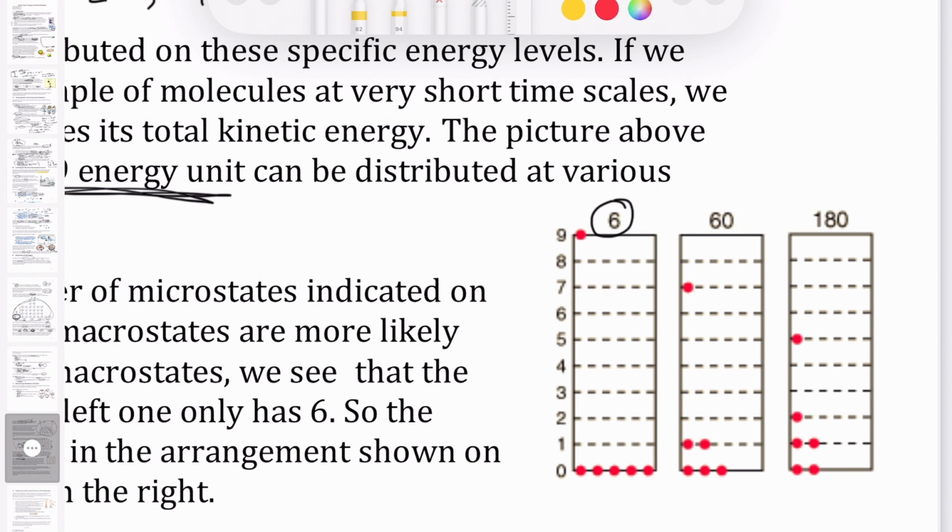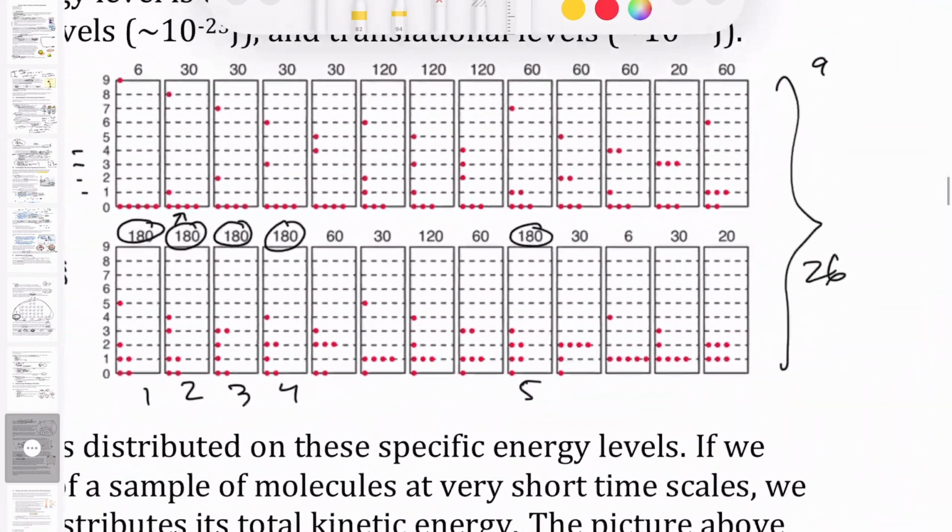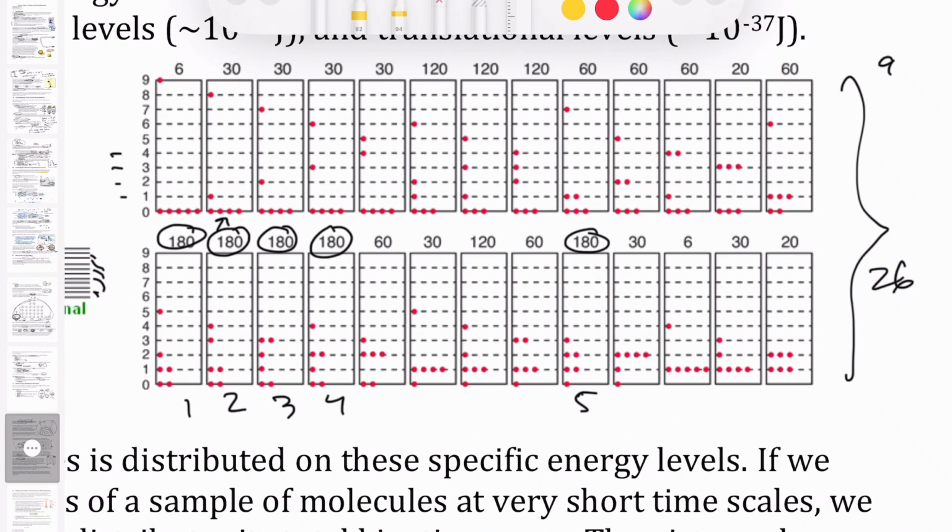Now, we're not going to ever see the macrostate that only has 6 microstates. Why? Because think about it. This one has 180, that one only has 6. So the likelihood of this one is 30 times more, right? If you think, 180 divided by 6 is 30. So it's 30 times more likely that you will see something like this than you will ever see something like that.